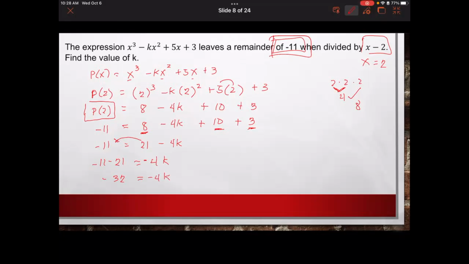Now, to find your k, divide natin siya both sides by negative 4. So, cancel out. So, magkakaroon tayo dito ng k is equal to negative 32 over negative 4. So, therefore, yung k natin ay magiging positive kasi negative and negative is positive. What is 32 divided by 4? Yes, De Los Santos. Ang bilis naman, De Los Santos. 8 po. So, the value of your k is equal to 8. Question?